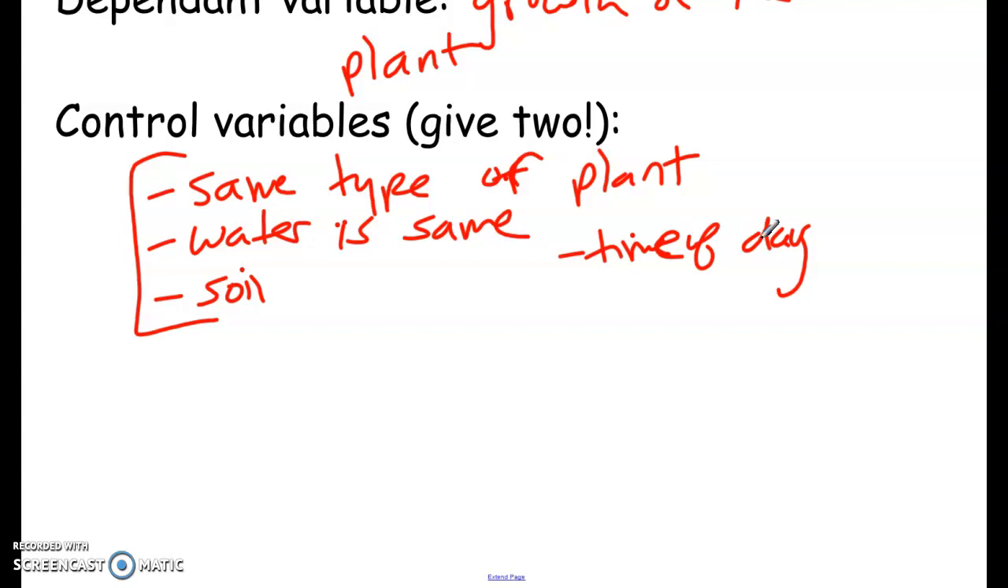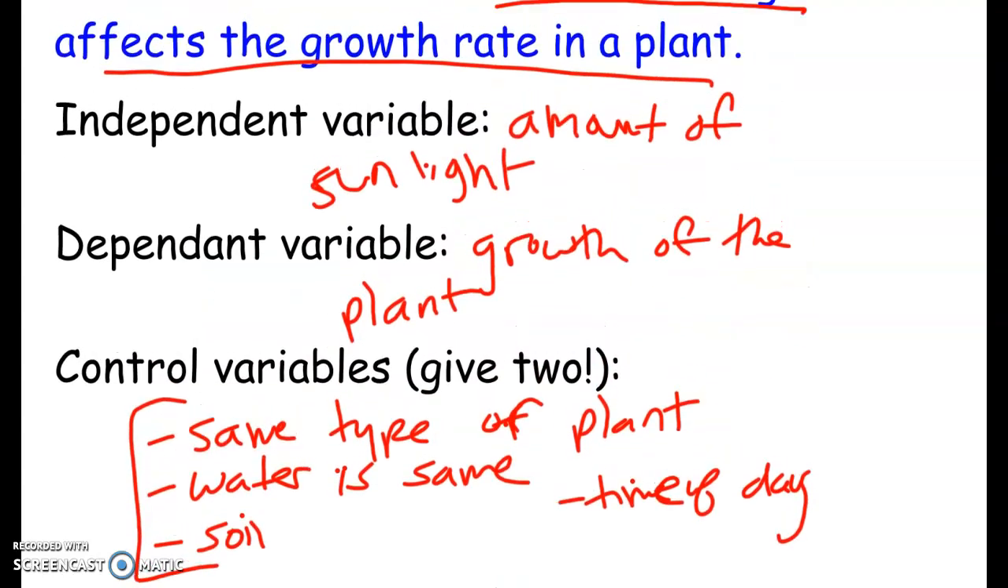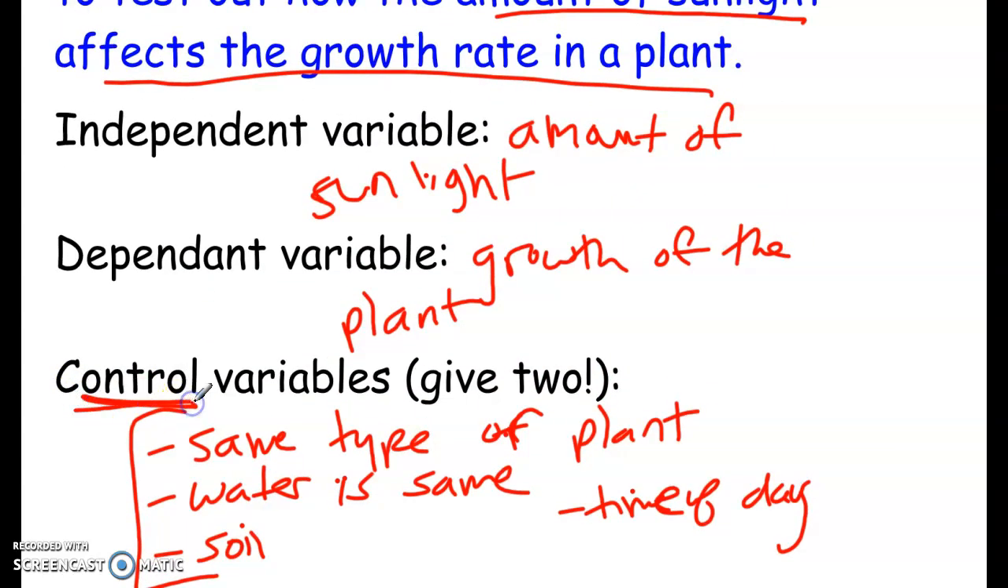It depends, there are many different factors there that you can look at. But basically, it's something you want to keep the same, even though really what you're looking at is sunlight and, of course, growth of the plant. So the dependent and independent variables. Everything else should try to be the same.